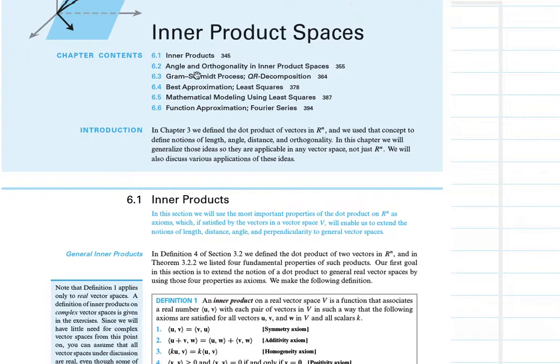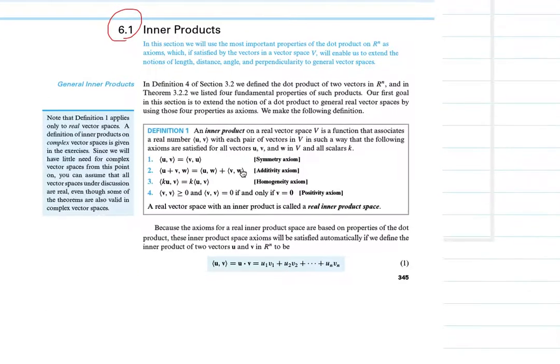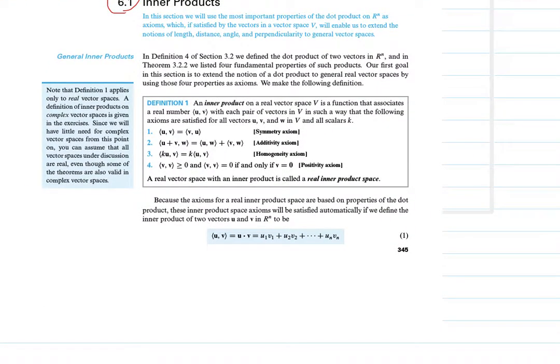Inner product spaces. ഈ ചാപ്റ്ററിൽ 3 സെക്ഷൻസ് നമുക്ക് പഠിക്കാനുള്ളത് 6.1, 6.2 and 6.3. So first we will deal with 6.1. 6.1 ൽ inner productന്റെ definition ആണ് ആദ്യം പറയുന്നത്. So we will see the definition of inner product, that is definition 1.